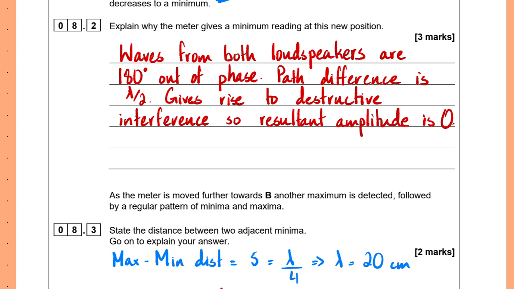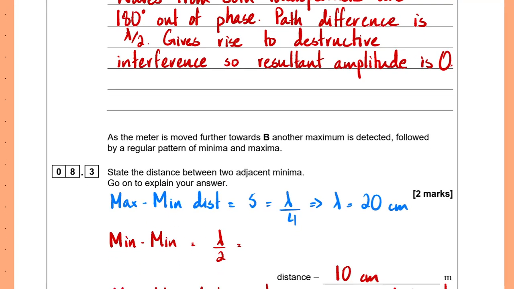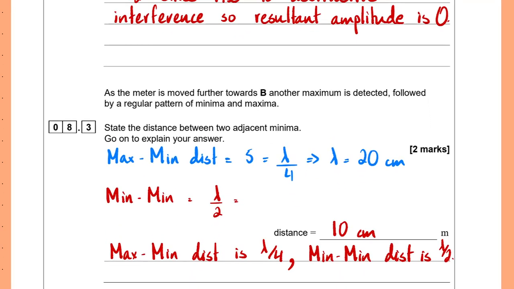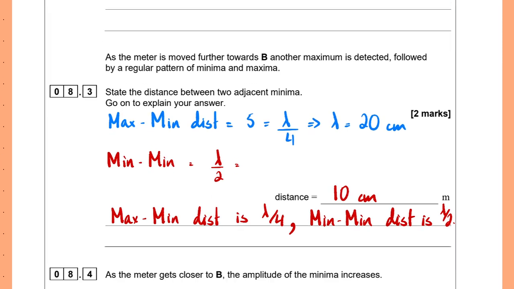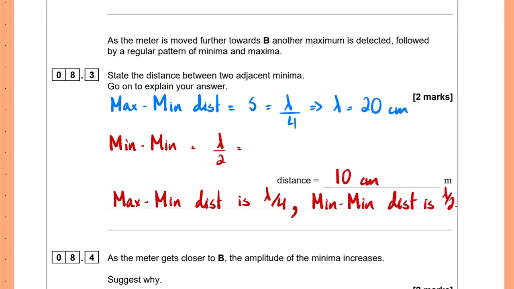So because the distance between two max or two min, which is two antinodes or two nodes, is half the wavelength, this distance would be half of that. So this is quarter of the wavelength. So wavelength turns out to be 20 in this case, and then I halve this to find the distance between two minima, and that is also explained here, that the maximum distance is lambda by 4, min distance is lambda by 2. As the meter gets closer to B, the amplitude of minima increases, suggests why.